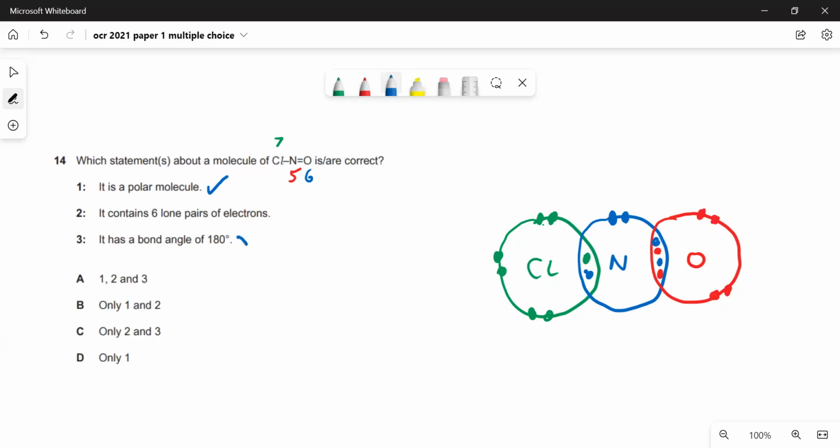It won't have a bond angle of 180. Why not? Look at the nitrogen there. You haven't just got 2 bonding pairs, you've got 2 bonding pairs and 1 lone pair. So you're not going to get a 180 bond angle. It's going to be trigonal planar. The bond angle will be about 120, but a bit smaller than 120 because the lone pair causes more repulsion. And so 3 is wrong. That also explains why the molecule is polar, because it's not symmetrical. Has it got 6 lone pairs of electrons? Well, you've got 1, 2, 3, 4, 5, 6. That's right. So 1 and 2 are correct. So B is the answer.